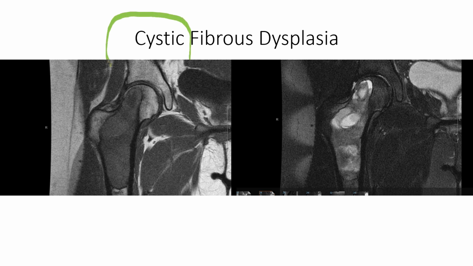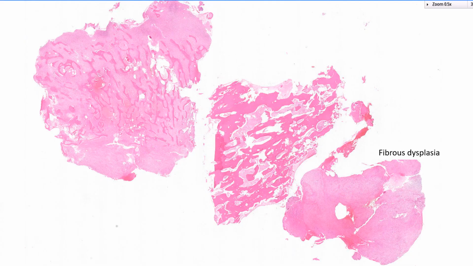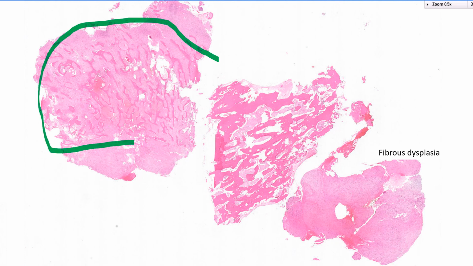This is a T1 MRI. This is a T2 MRI. And all these bright regions right here are cystic. So you can see a bulk of this lesion in the neck of the femur is cystic. And this was the curettage I received from our surgeons, and you can see there are three very distinct looking areas. One that looks typical for fibrous dysplasia, right?